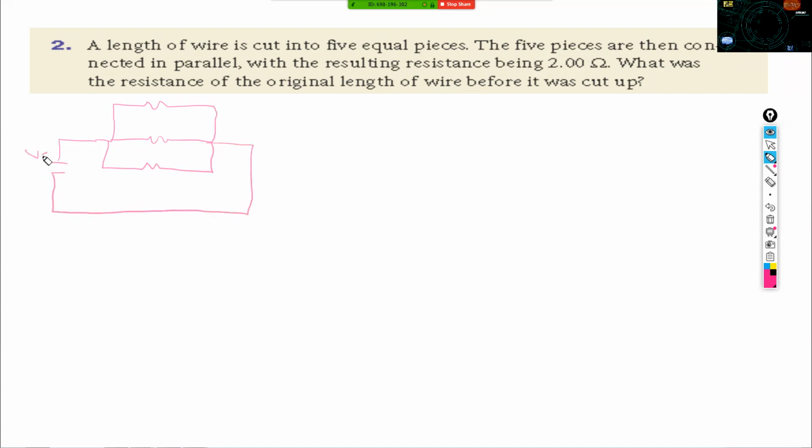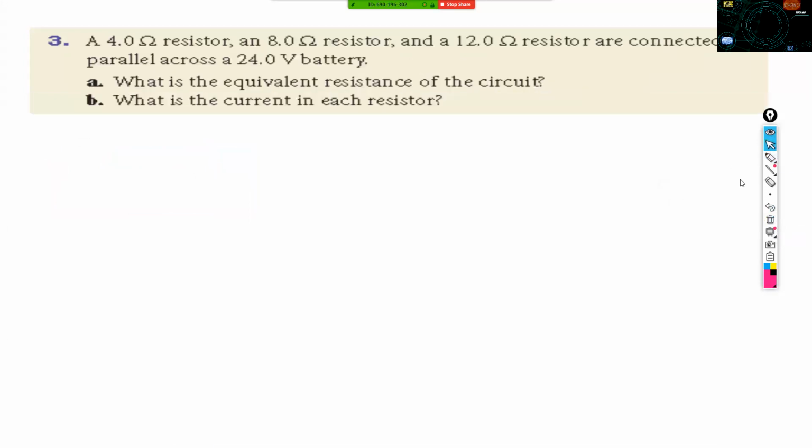So this is your EMF, which, oops, wrong problem. Sorry. Let's move on. This is the one I wanted. So redraw that real quick.